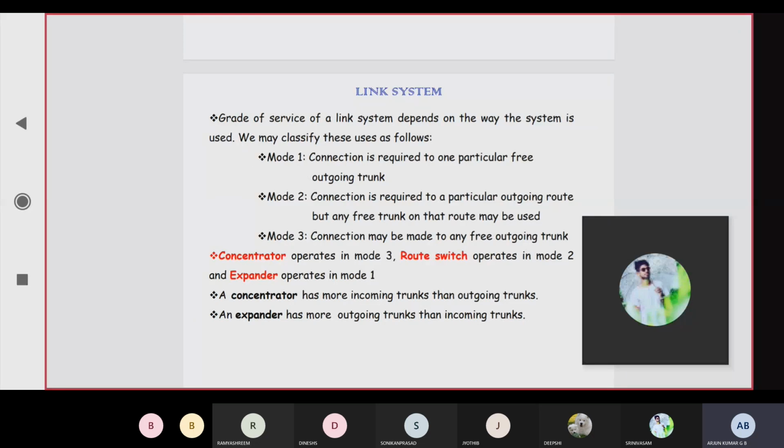A concentrator has incoming trunks and outgoing trunks. It has more incoming trunks than outgoing trunks, and an expander has more outgoing trunks than incoming trunks. That is the difference between an expander and a concentrator. The expander has more outgoing trunks than incoming trunks. A concentrator has more incoming trunks, but the outgoing trunks will be very few.